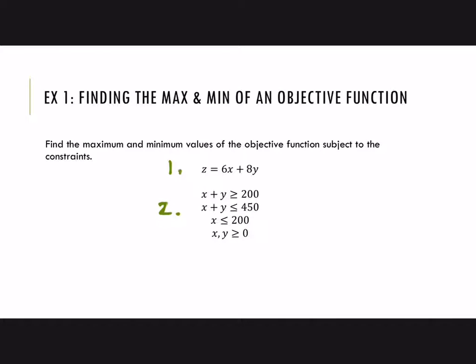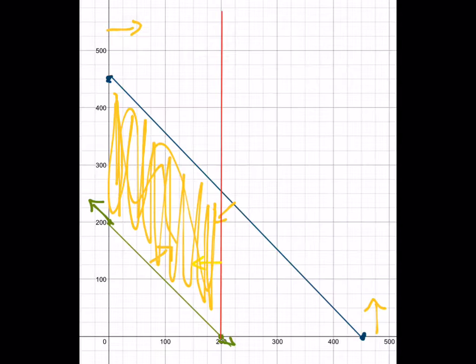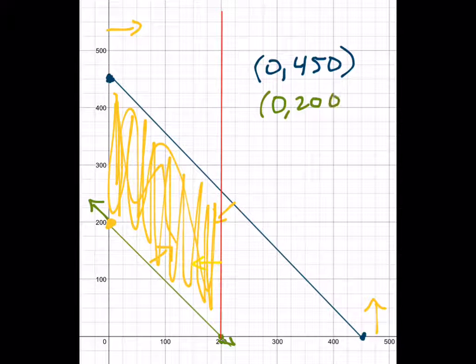Okay, so step 3 was graphing. Then step 4, find the coordinates. All right, so I have this blue one. This was an intercept. I know what that is. That was 0, 450. Then I have this green one down here. That was another intercept from the green line. Okay, that was 0, 200. Same with this one down here. That's 200, 0.